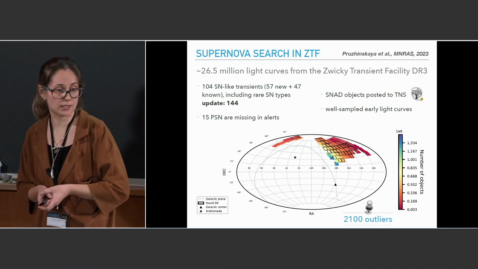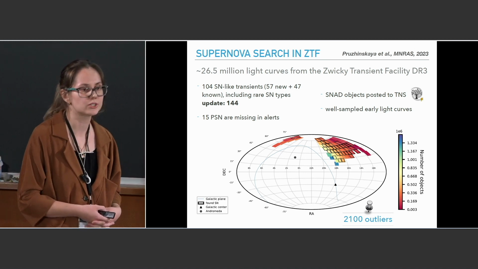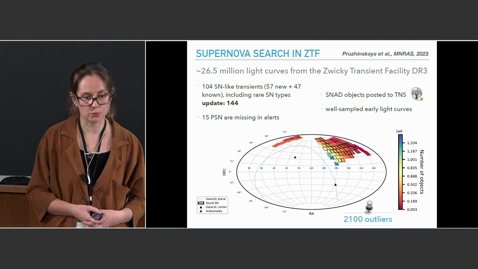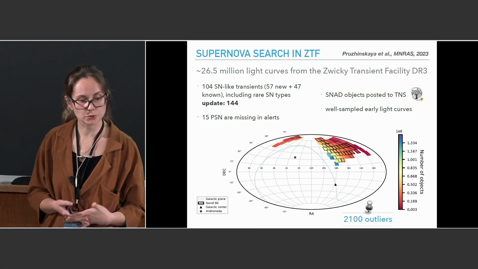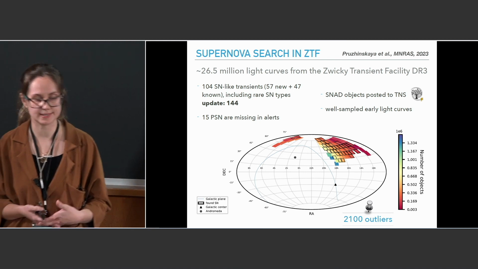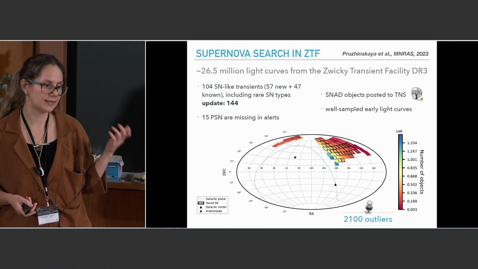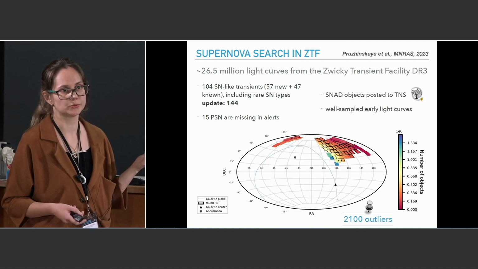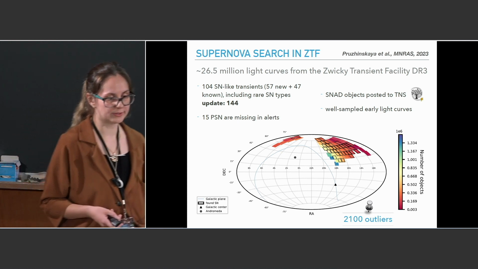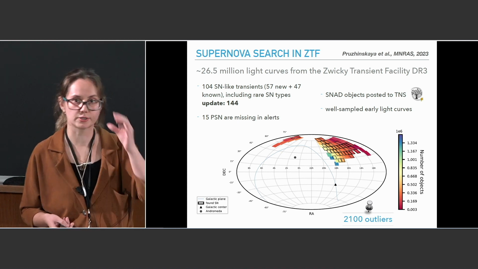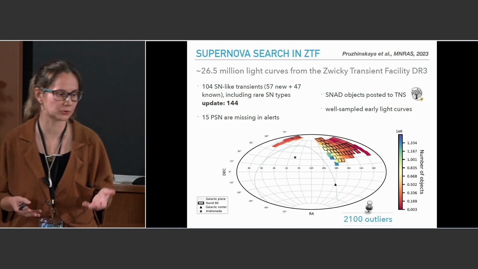So we tried to use this approach to search for supernovae in Zwicky Transient Facility data releases. We took 27 million light curves from ZTF and then ran the active anomaly discovery algorithm and ended up with 2,000 outliers. These 2,000 outliers were scrutinized by human experts. Among these 2,000 objects, we found 100 supernovae, half of which were discovered by us for the first time.